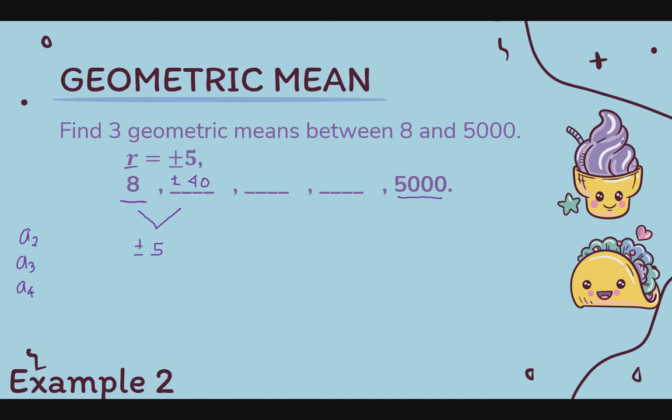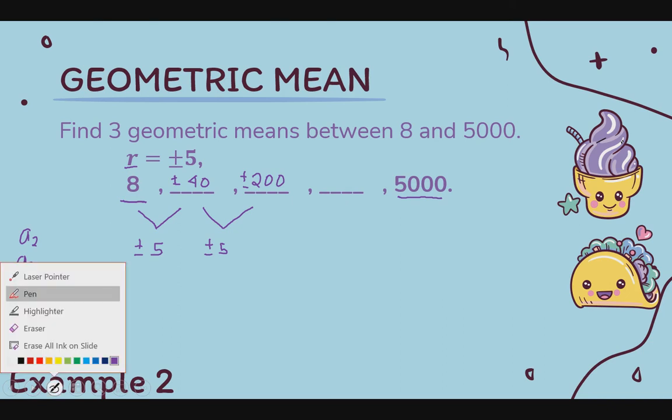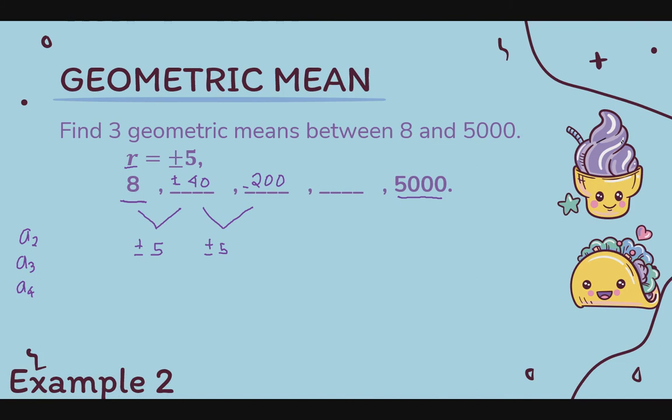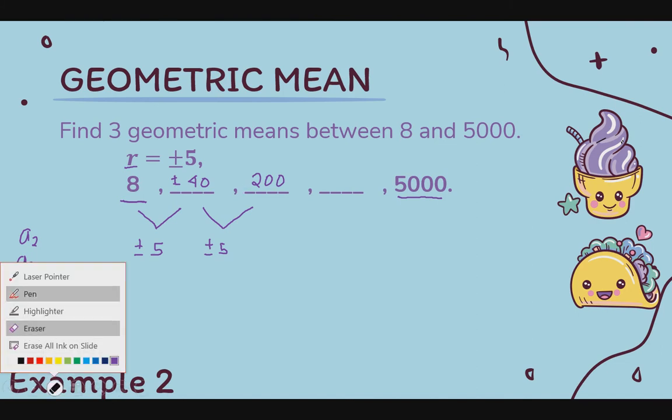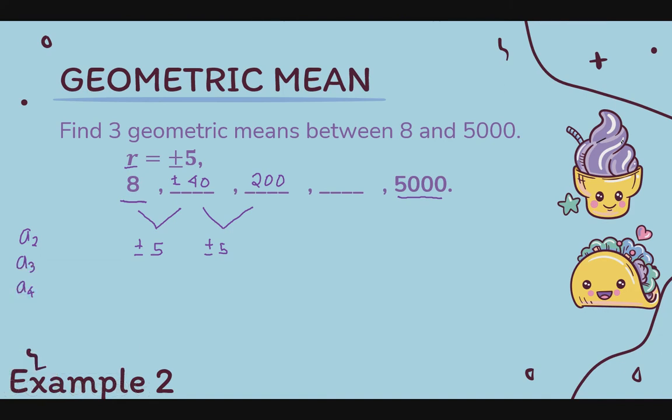Ngayon, ganun din ang gawin natin sa a sub 3. I-multiply natin yung a sub 2 natin by positive or negative 5, magiging sagot natin dyan ay 200. Positive 200 kasi positive 40 times positive 5 is 200, or ganun din, positive or negative 200 pala. So this should be positive only. Kasi kung i-assume natin na negative yung ating r, dapat alternate yan. Kung i-assume naman natin na positive, so lahat positive. So both way, positive si 200 or yung middle term.